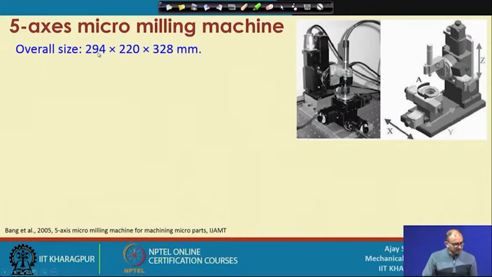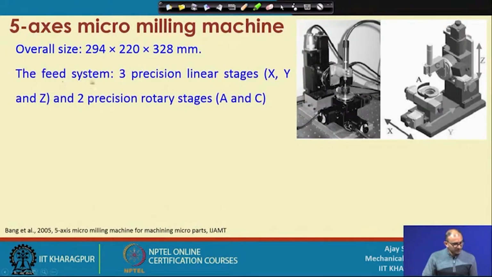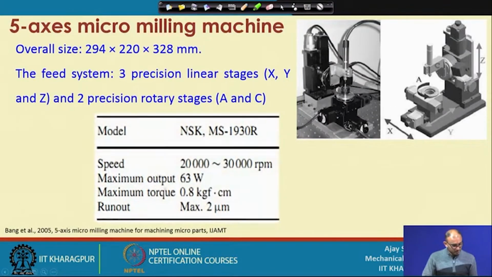So, the overall size is almost 1 foot by 1 foot in terms of height, but it is 294 by 220 in width and length. The feed system has 3 precision linear motions for x, y, z, and 2 precision rotary stages for the A and C axes here. So, this is the specification of the spindle.